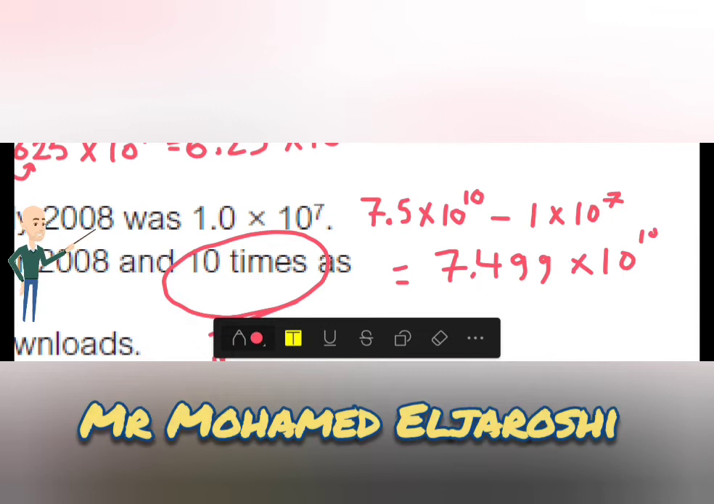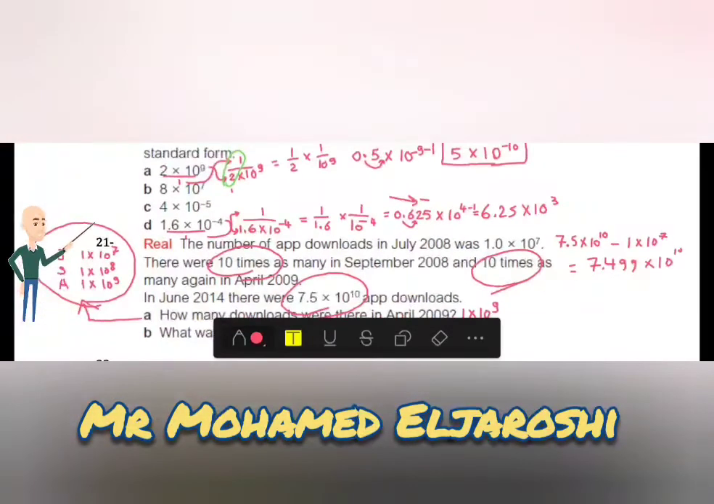And this is the difference between these two downloads. Now, let's take a look at the question itself. I hope you understood the idea of subtracting because they want the difference between them. And you understood the idea of multiplying by 10 each time we change from a month to another. Now, let's move on to the next question.